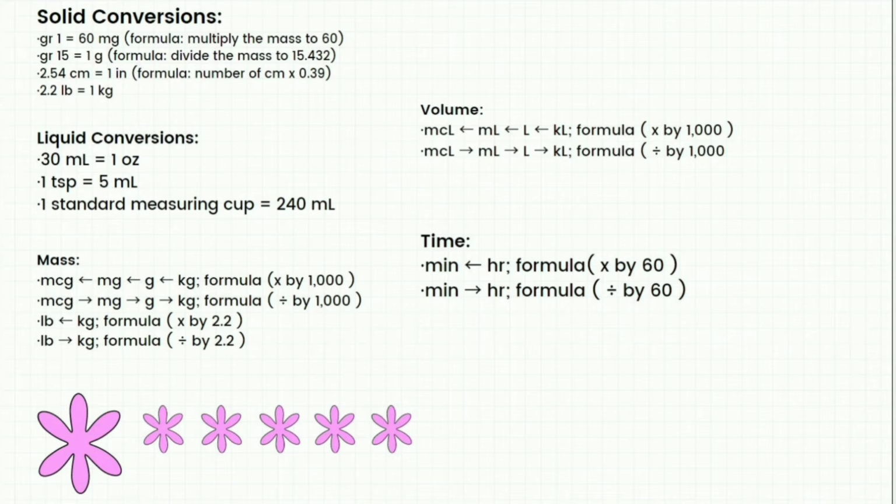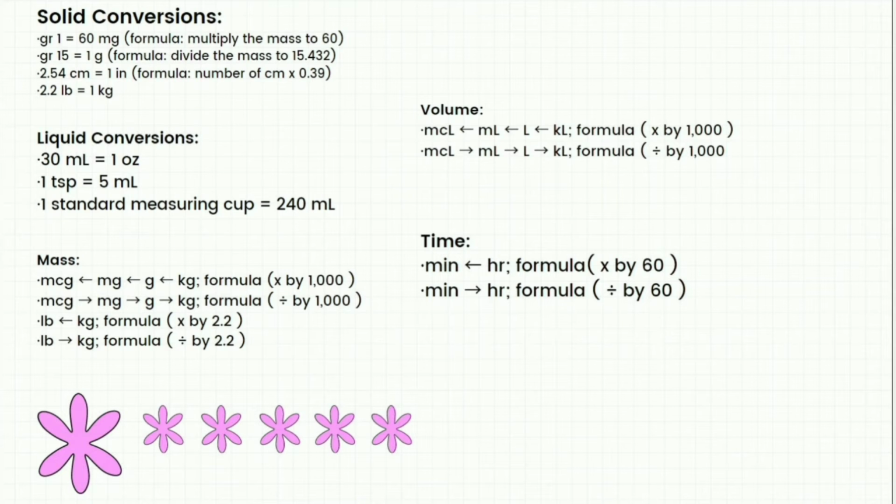In liquid conversions, 30 ml is equal to 1 ounce. 1 teaspoon is equal to 5 ml. And 1 standard measuring cup is equal to 240 ml. For mass, to convert kilograms to micrograms, the formula is multiply the number by 1000. And for micrograms to kilograms, the formula is divide the number by 1000. And for kilogram to pound, the formula is multiply the number by 2.2, and for pound to kilogram, the formula is divide by 2.2.